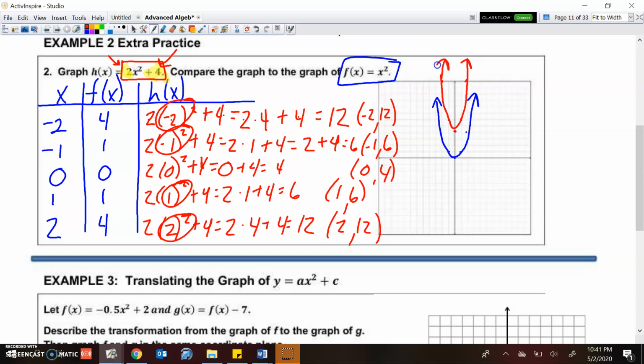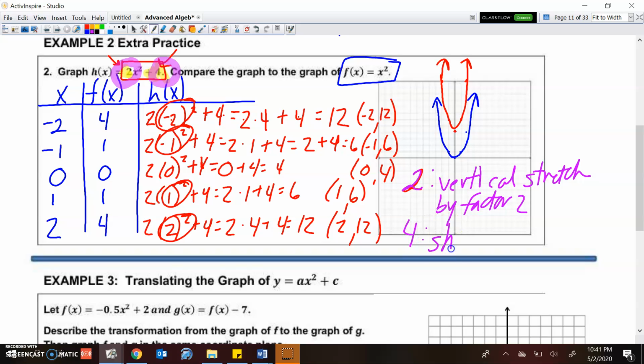Okay, so here's what happened. At the first point I said that it looked like, or what I could conclude was based on this here and here, each of these did something, and that was accurate. So the 2 was the a value, and that caused a vertical stretch. It got narrower, so it's considered a vertical stretch by a factor of 2. And then the 4 was my c value that shifted the graph up 4 units.